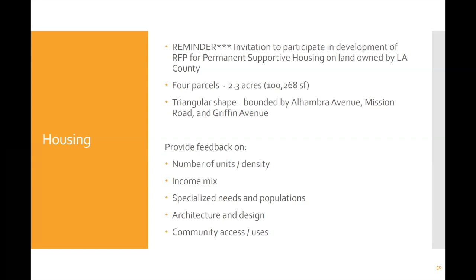So if you're interested in participating in that conversation, please feel free to leave your name in the chat. We already have a couple members of HICP who have stepped forward and they will be contacted, but we're opening up this invitation to others if you're interested in being part of the permanent supportive housing conversation.